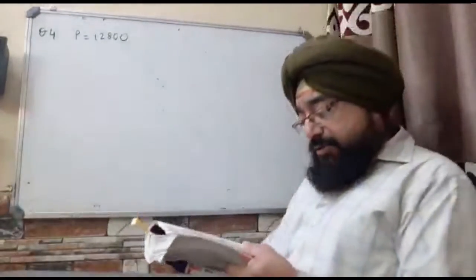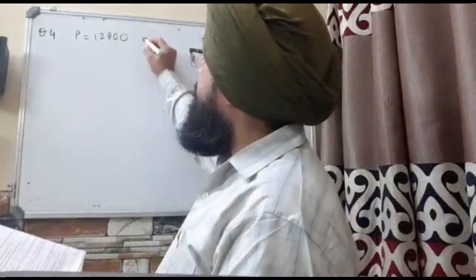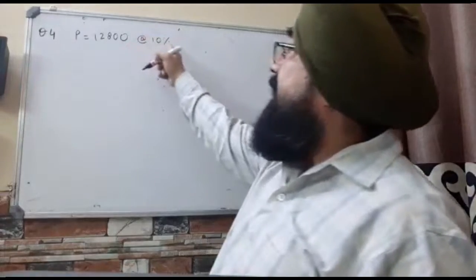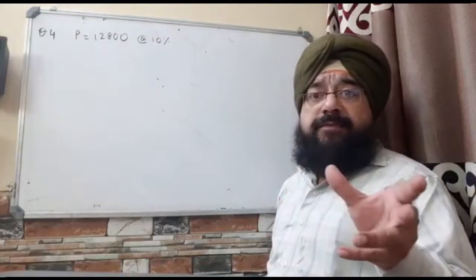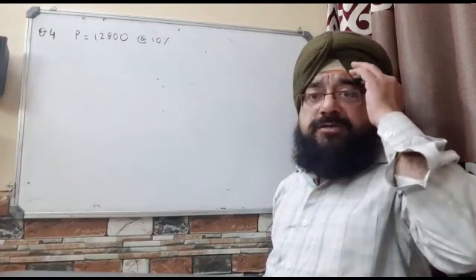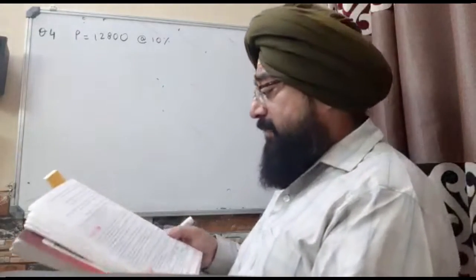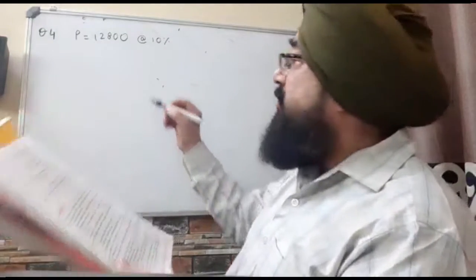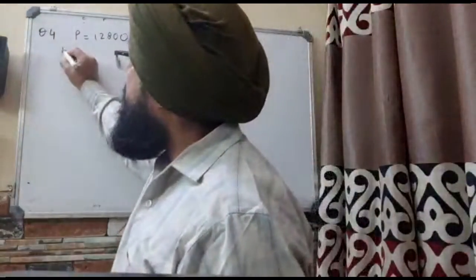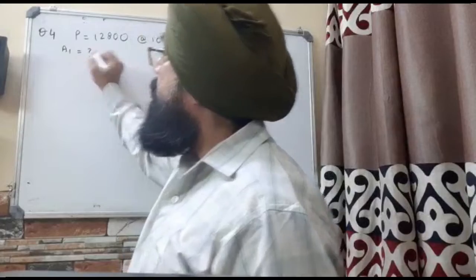At the rate of 10% per annum, that is a beautiful thing that makes our calculation easy. At the rate of 10%, I will always write it like this, and until and unless I don't write anything, it means per annum. Compound interest, find the sum due to Ramesh at the end of the first year. Sum due, meaning you have to find A1.